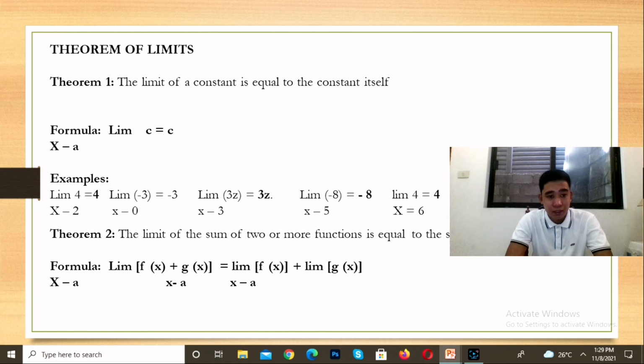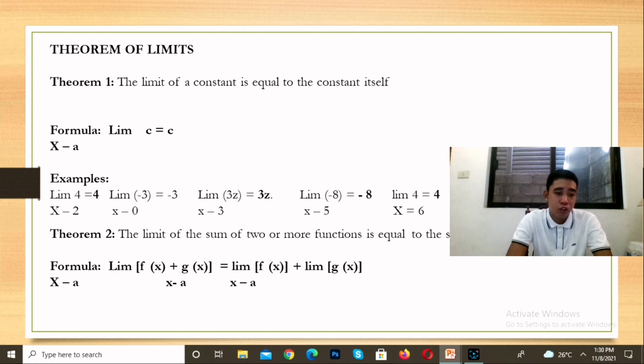Theorem of limits. Theorem 1: the limit of a constant is equal to the constant itself. Pag constant, whole number yon, yung walang kasamang ibang variable. Formula: limit of C equals C, as x approaches a.